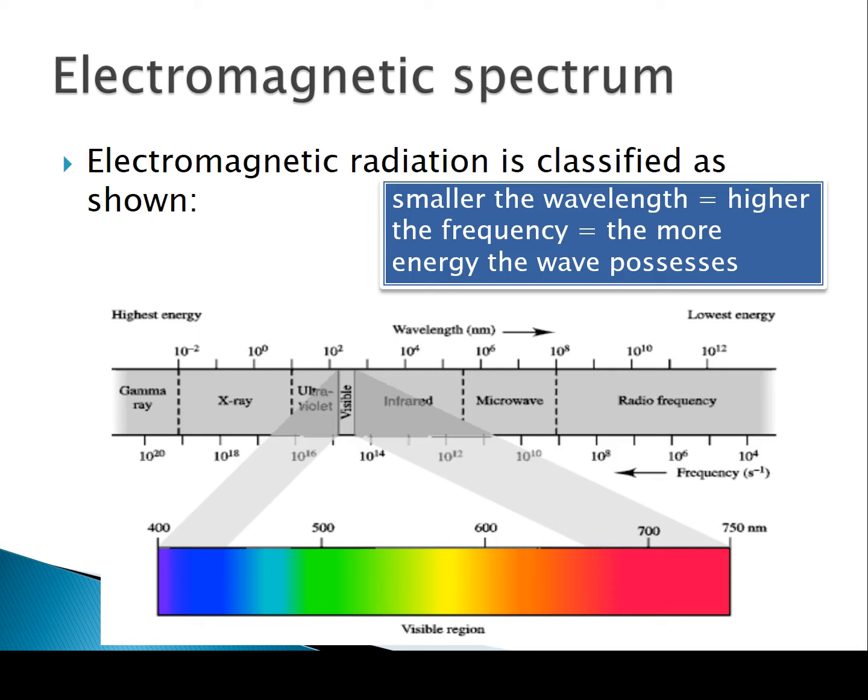Okay, so summing up, the smaller the wavelength, the higher the frequency, and the more energy the radiation will possess. That is why infrared radiation we feel is heat, and ultraviolet radiation will give you a sunburn because it has more energy than does infrared.